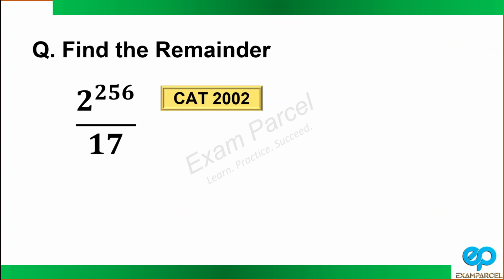Okay, let us discuss a CAT 2002 question, right? So the question is 2 raised power 256 upon 17. Now again same thing, first check whether these two are co-prime or not. They are co-prime, right? This check is done. They are co-prime because this is prime 17 and this is 2.